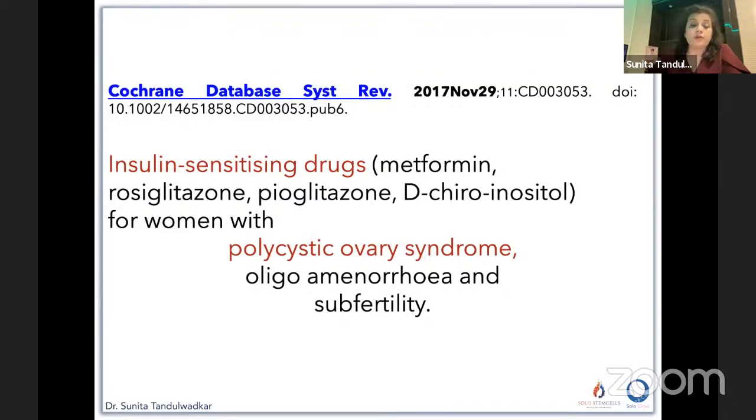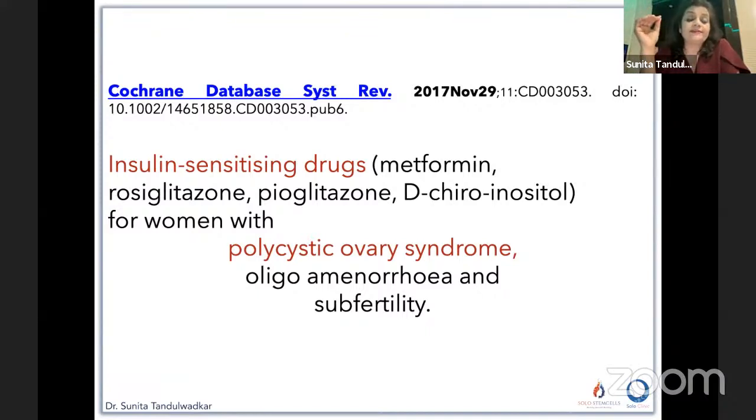Let me also talk about metformin. Now, believe me, metformin or D-chiroinositol, these drugs are not to be taken as ovulation induction drugs, but they can be combined in patients with polycystic ovaries with oral ovulation induction drugs or with gonadotrophins. But to which patient do I give metformin without CC and letrozole?